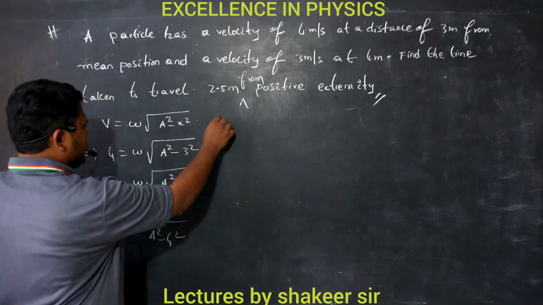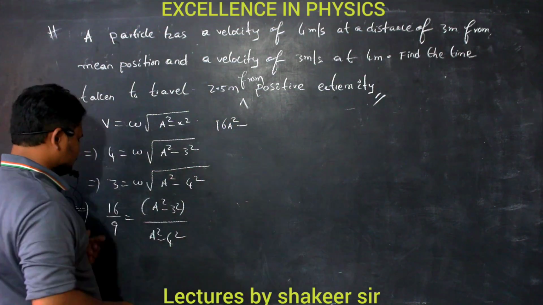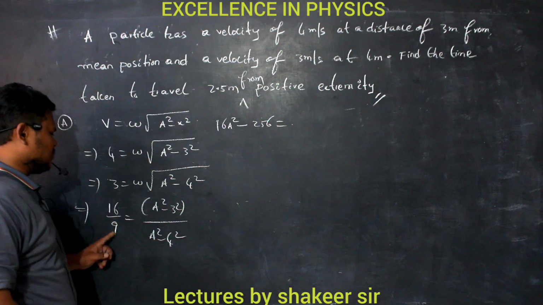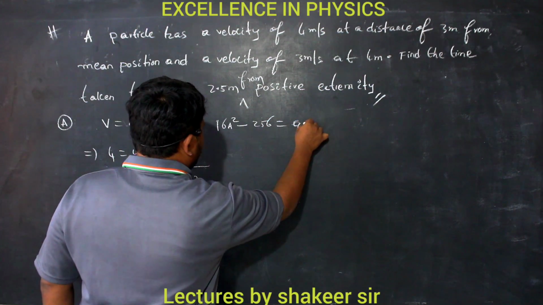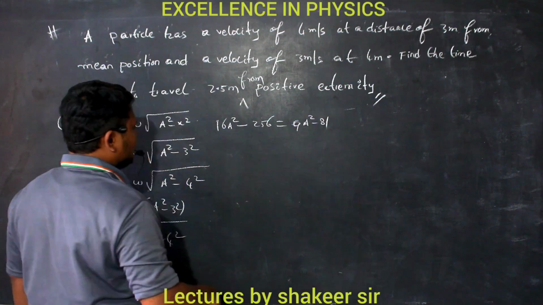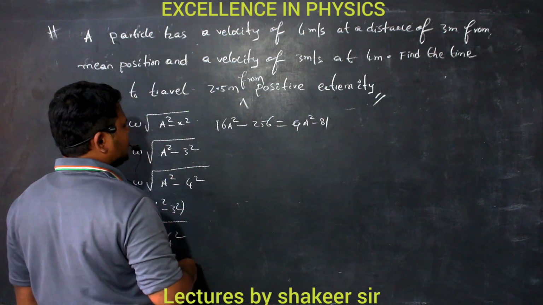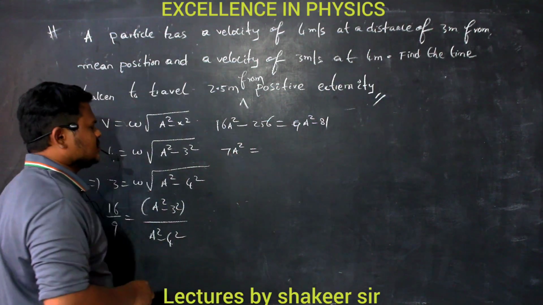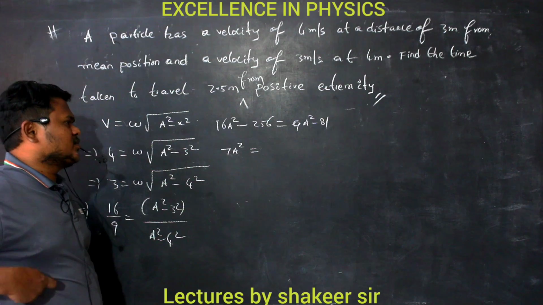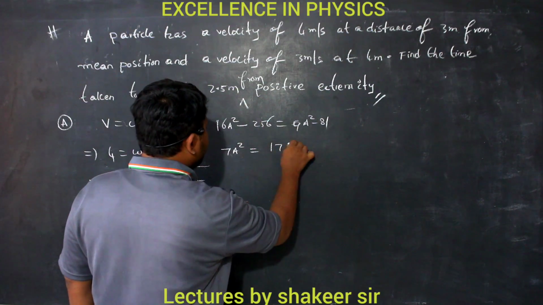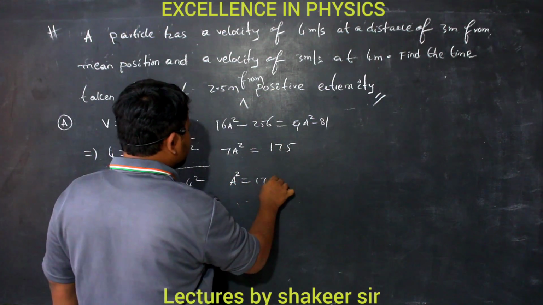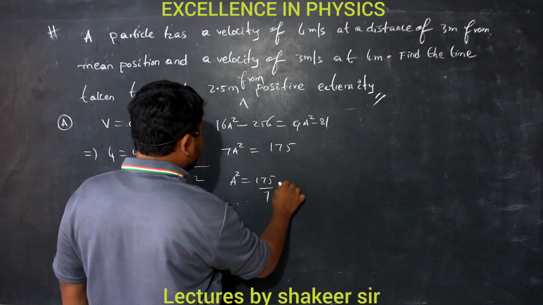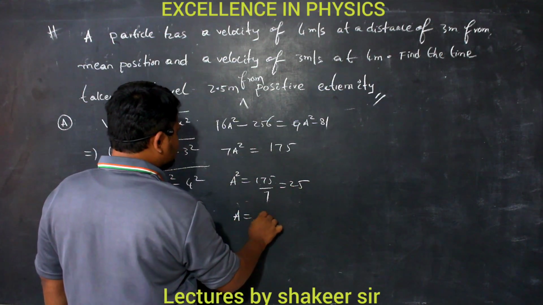So 16a square minus 16 into 16 is 256. So this is equal to 9a square minus 9 nines are 81. Clear? So therefore 16a square minus 9a square is how much? 7a square. So this is equal to 256 minus 81, which is 175. So a square is equal to 175 divided by 7. 7 threes are 21, 7 twos are 14, so 25. So a is equal to 5.